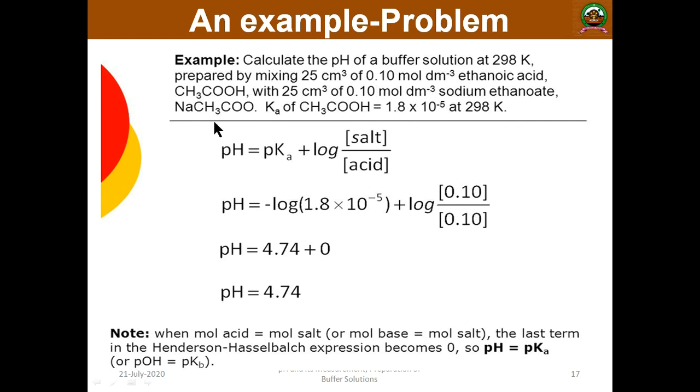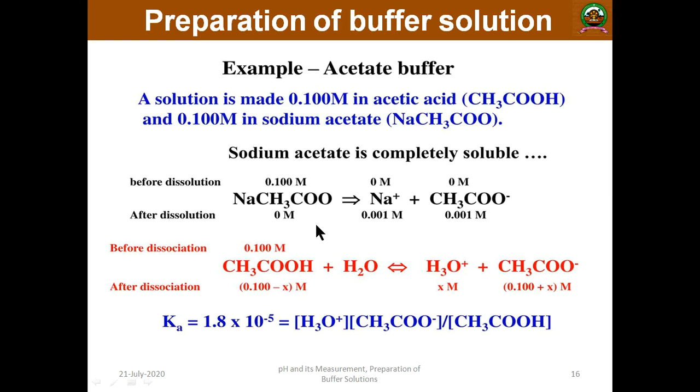Henderson-Hasselbalch equation. You know that pH is equal to pKa plus log of the concentration of salt over the concentration of acid, that is the concentration of proton acceptor divided by the concentration of proton donor. Proton donor is the acid, proton acceptor is the base or salt. So pH is equal to pKa, which is minus log of the Ka value. P means negative logarithm. What is this Ka? We can see it is 1.8 into 10 raised to minus 5.